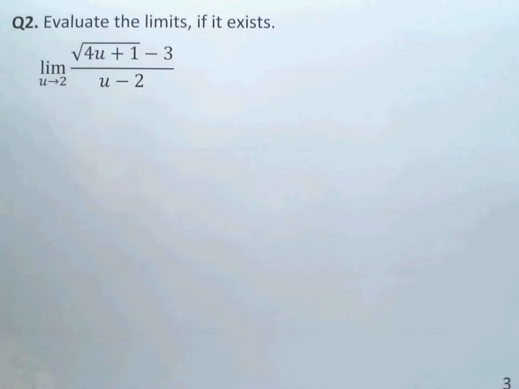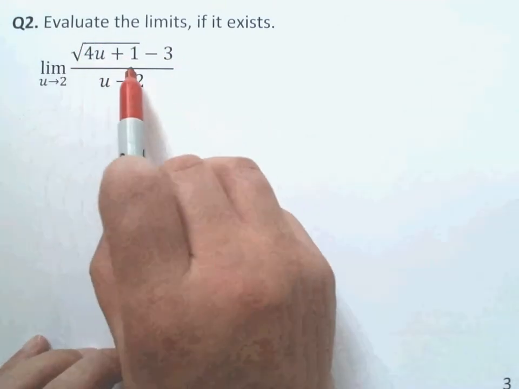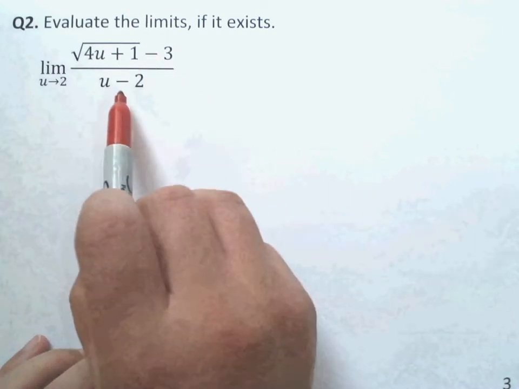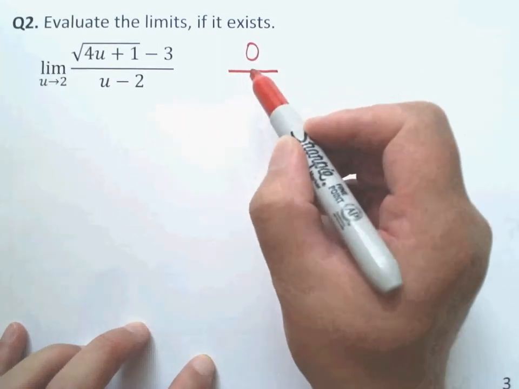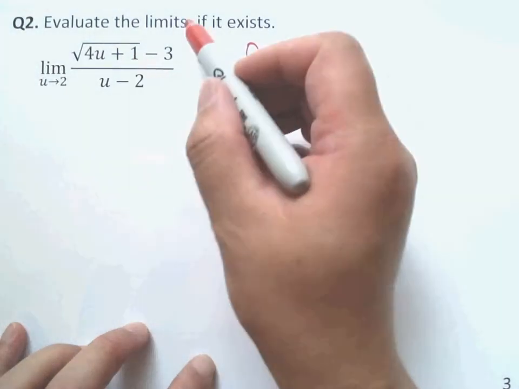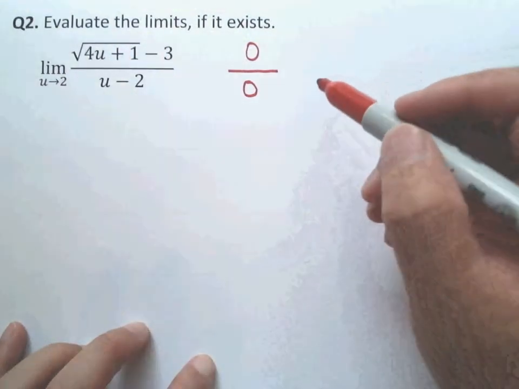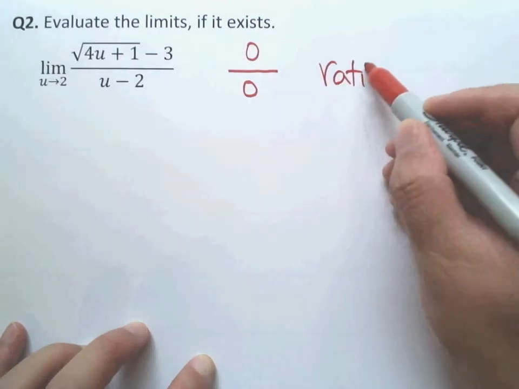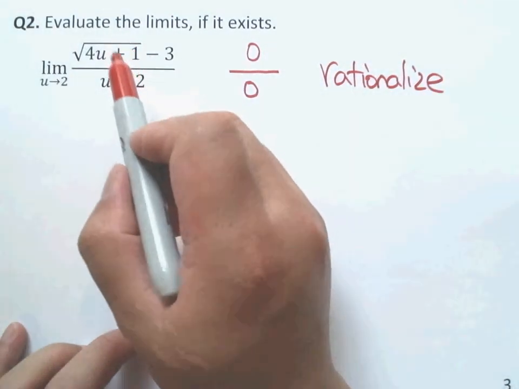So now first, okay, look at it. Is this an indeterminate form? If we directly substitute, the numerator goes to the square root of 4 times 2 plus 1, minus 3, which is 0. The bottom also goes to 0. Okay, that means if I directly look at it, the indeterminate form is 0 over 0. So we cannot divide out anything. What to do? Rationalize. If we see this, all we need to do is rationalize the numerator.